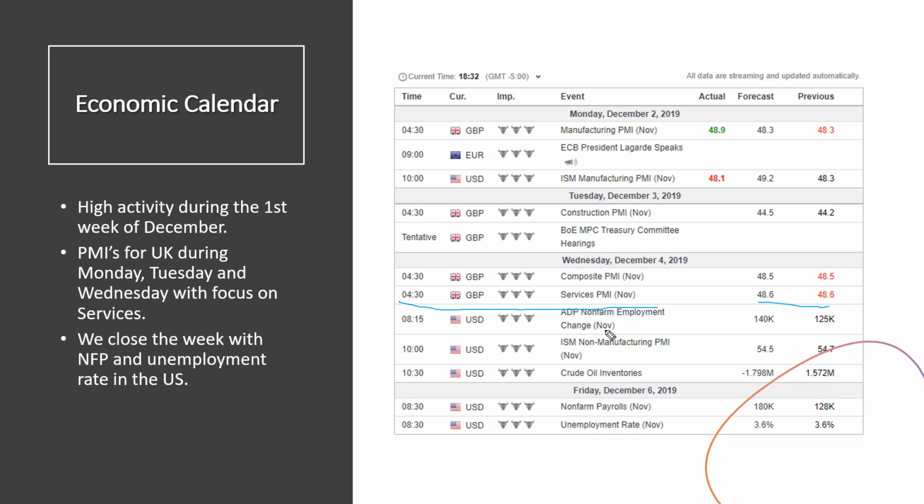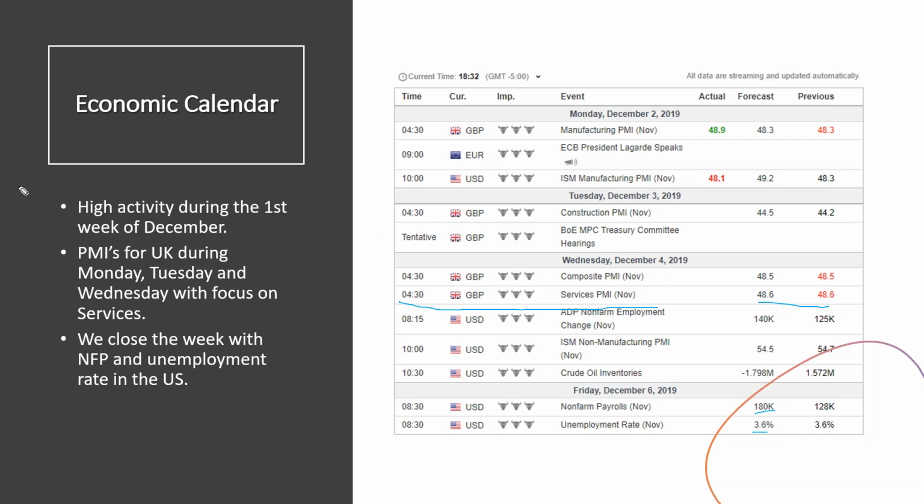And on Friday, here's when the fun will come. Non-farm payrolls and the unemployment rate for the US. Expected 180K new employees, and 3.6 is a flat unemployment rate in the US. 3.6 is a very low rate, really good. Let's see what happens with the NFP.